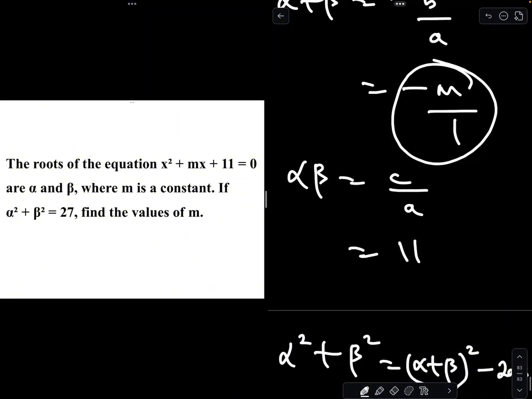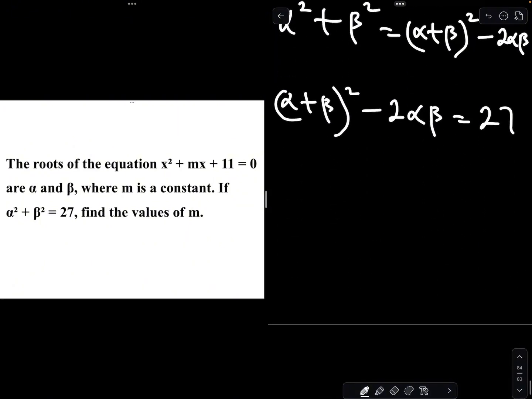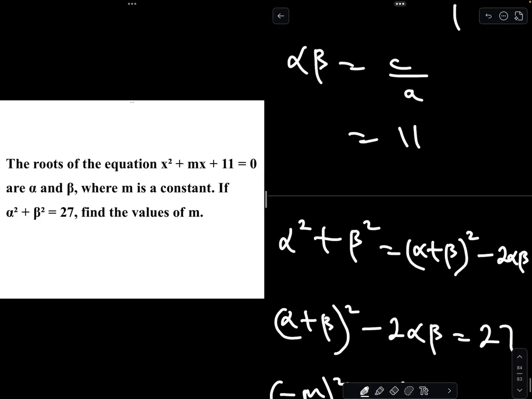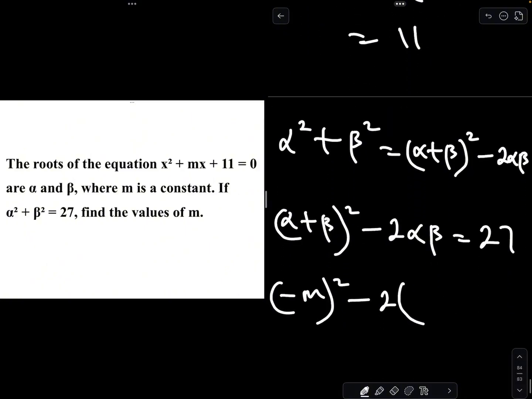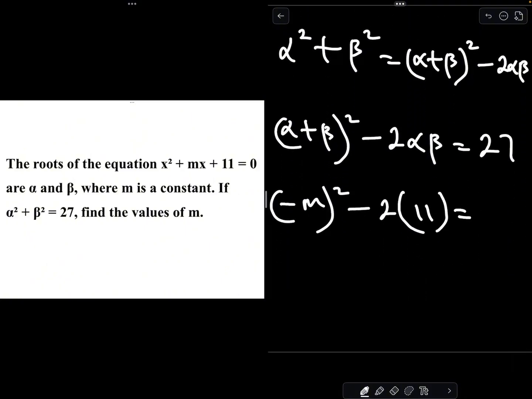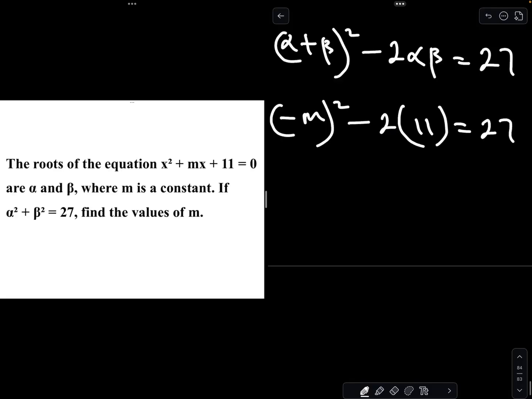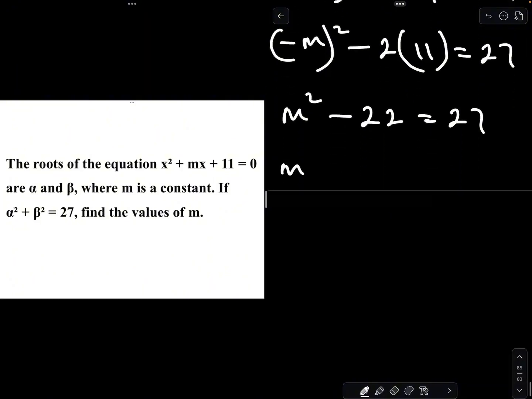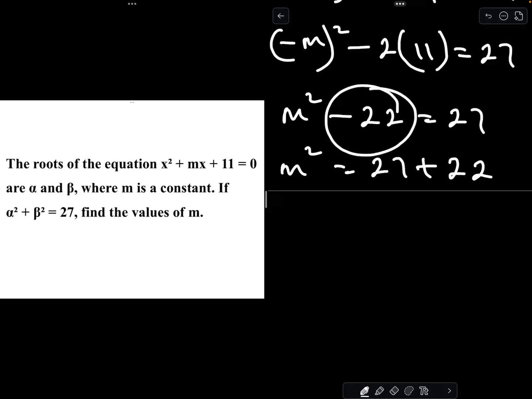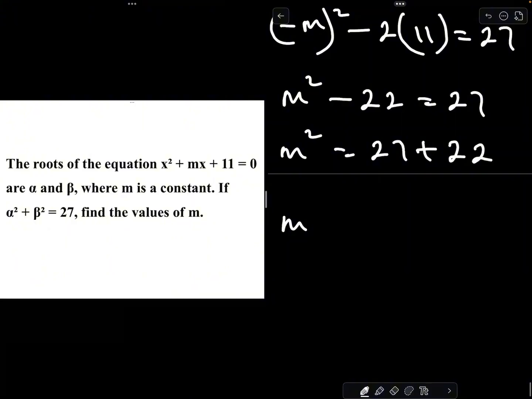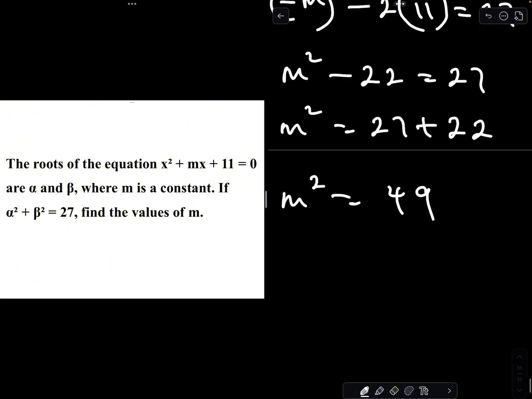That means alpha plus beta is minus m over 1, and that's minus m. That means minus m squared minus 2 times alpha beta, which is 11, so minus 2 times 11, equals 27. And that simply means m squared minus 22 equals 27, which means m squared equals 27 plus 22. If you move minus 22 to the right hand side, it becomes plus 22. And that simply means m squared equals 49.